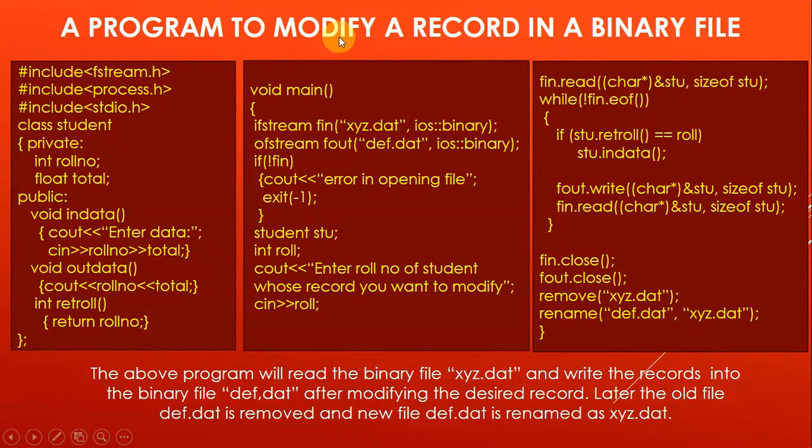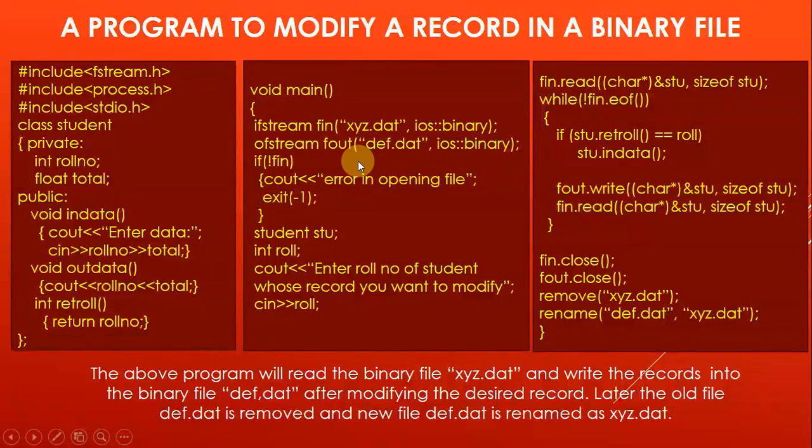In main, as I have to modify a record, I will use the same strategy. I will take two files. I will read my original file, xyz.dat, using the ifstream object, which is fin here, and I will use binary mode because this is my binary file. Then I will create one object of ofstream class and associate it to another file, suppose def.dat. Of course, it is a binary file.